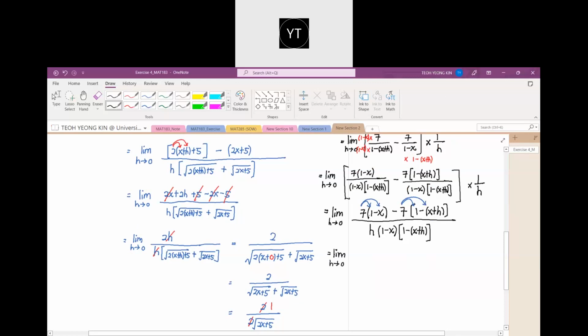7 times 1, 7. 7 times negative x, negative 7x. Negative 7 times 1, negative 7. Negative 7 times the negative bracket. So, it's positive. Sini positive. Hati-hati. 7 in the bracket x plus h. Saya belum kembang lagi. Saya cuma darab kat depan bracket saja. h, 1 minus x, in the square bracket 1 minus x plus h.